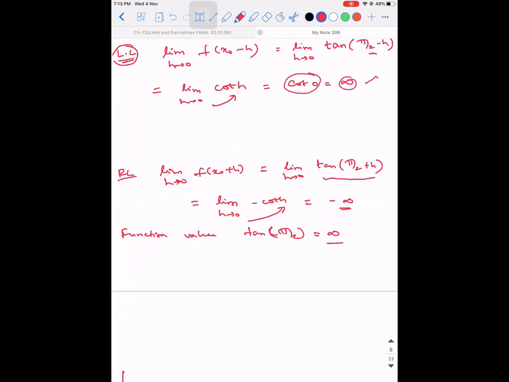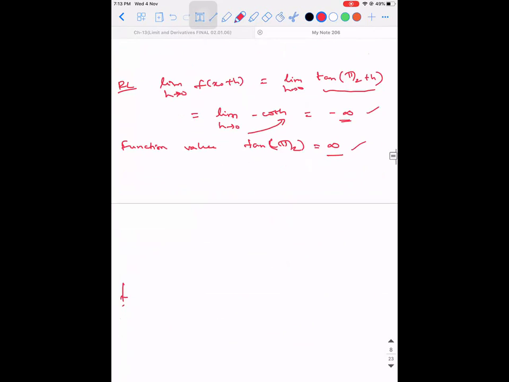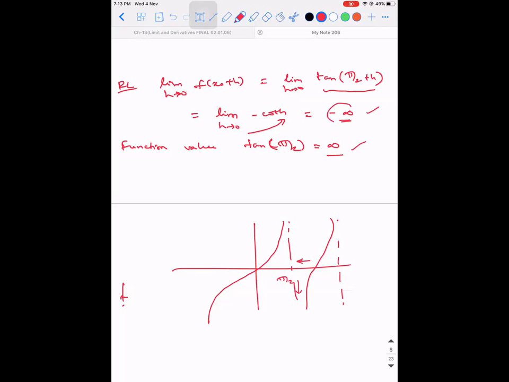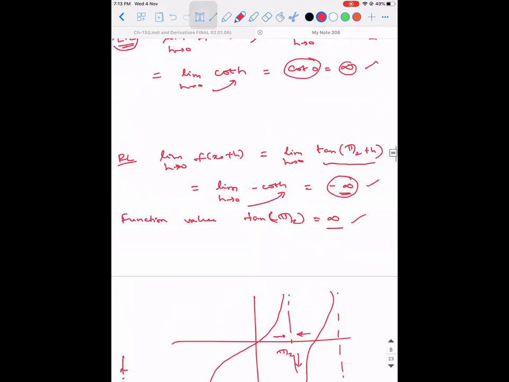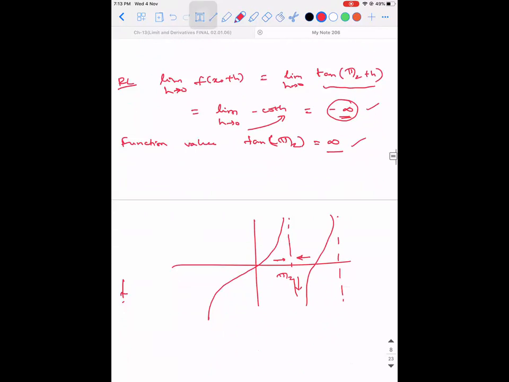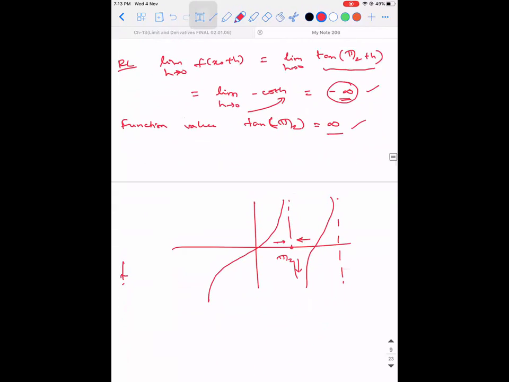So left limit is coming out as plus infinity, right limit is minus infinity, and the function value is infinity. That is why, if you see the graph, it is like this at pi by 2. When you approach from the right hand side, the value of y is going to minus infinity. That is the meaning of right limit. When you approach from the left hand side, the value of y is going to plus infinity. That is the meaning of left limit. Exactly at pi by 2, it is plus infinity.